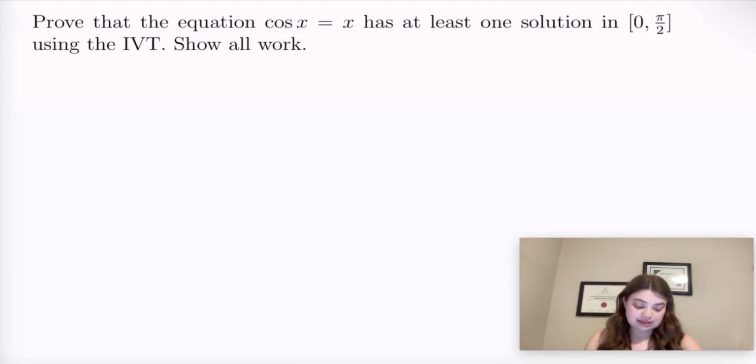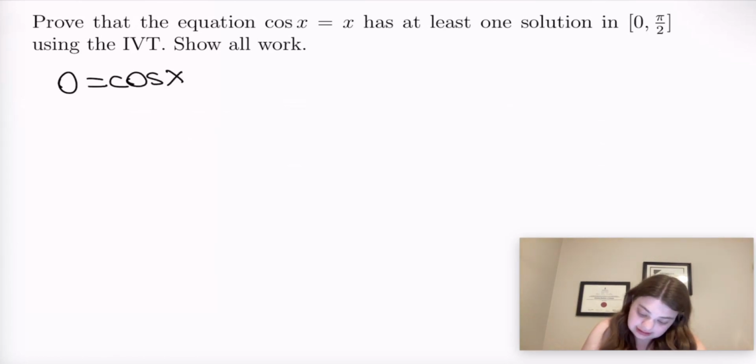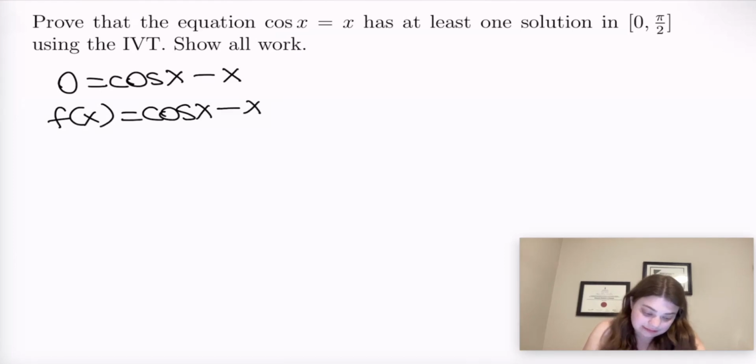So I'm going to express this as 0 is equal to cosine of x minus x. And then I'm going to define my function as f of x equals cos x minus x. So now I need to show that there is at least one solution, that we're going to end up getting something that encompasses 0 when I plug in my bounds, when I plug in 0 and when I plug in pi over 2. So let's do that.